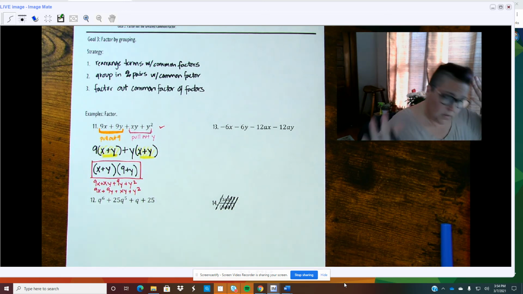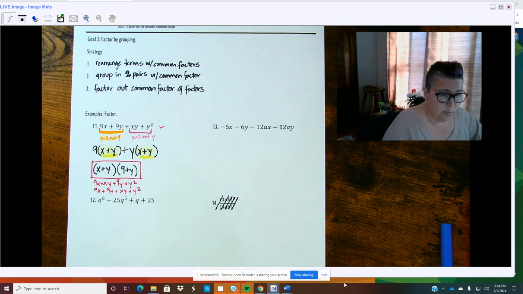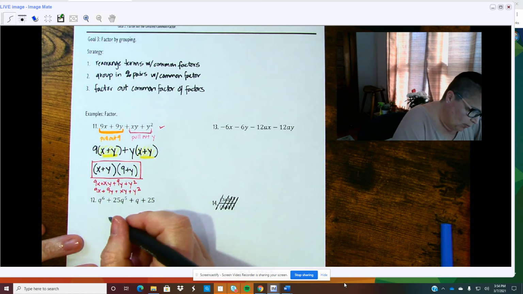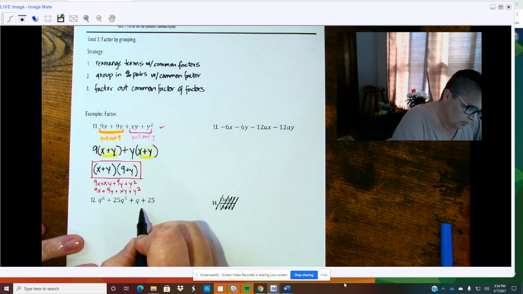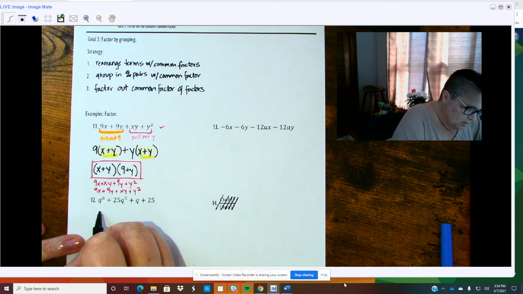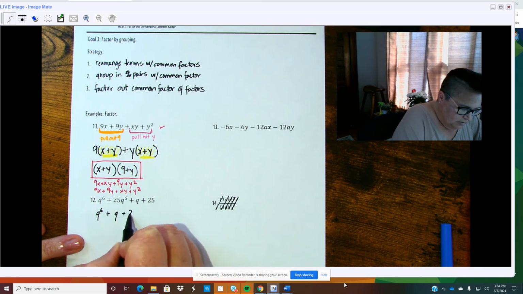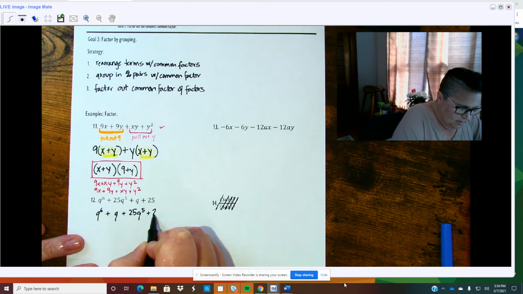Okay, couple of things. This one doesn't need to be rearranged, but you may want to do that. And if you want to rearrange it, you would probably put those 25s together, right? So I'm just going to switch these two places. So I have q to the 6th plus q plus 25q to the 5th plus 25.